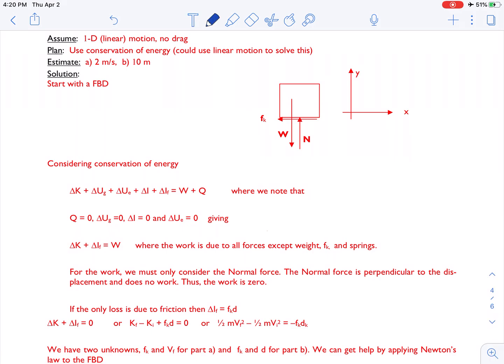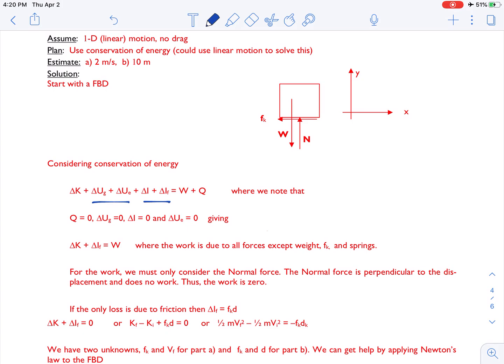Next, we work on the energy conservation equation. Now we have to split it in more detail, so it's a little bit more specific now. Potential is split into two forms, and also the change in internal energy is split in two forms.